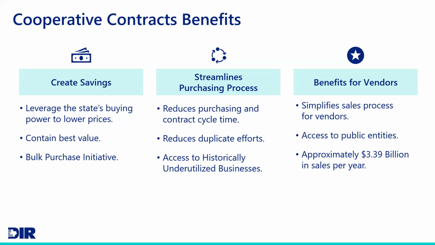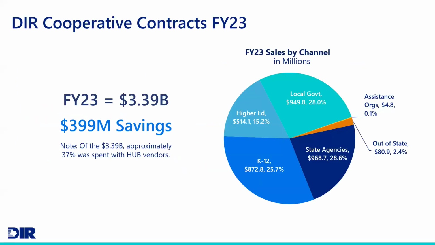So it's not you, our customers, who report to us what you buy, it's on our vendors to report to us. It also gives vendors access to do business with the public, like state agencies, higher ed, local govs and school districts, and so on. And last year in fiscal year 23, our cooperative contract sales program generated over $3.39 billion in sales last year.